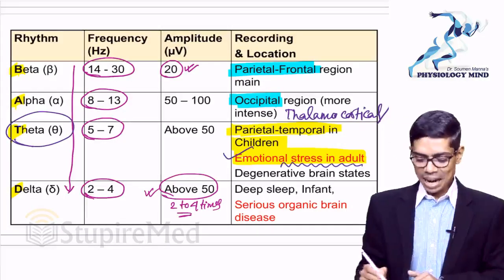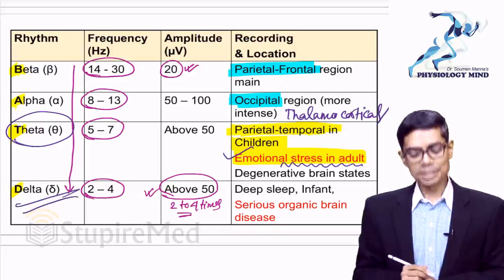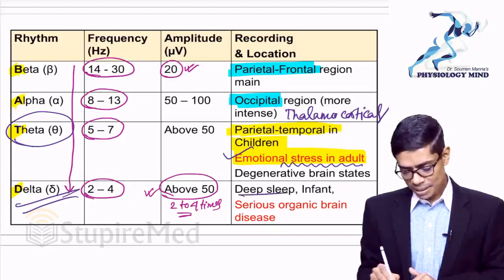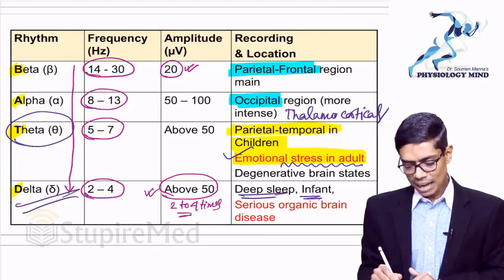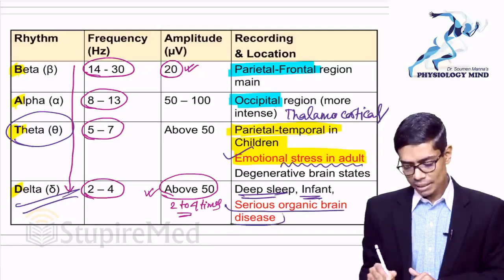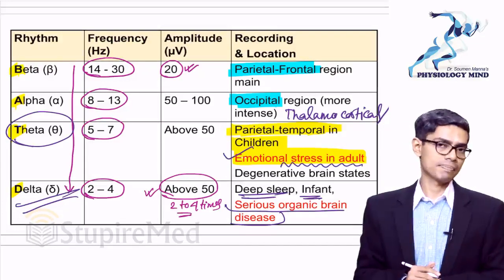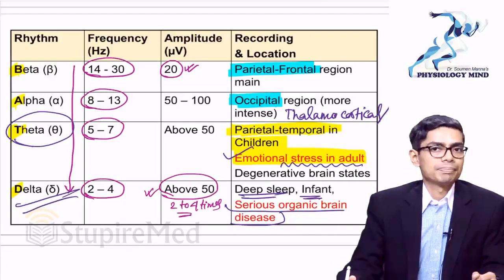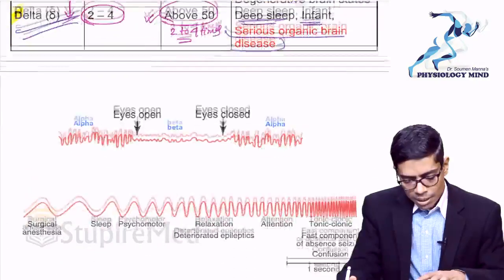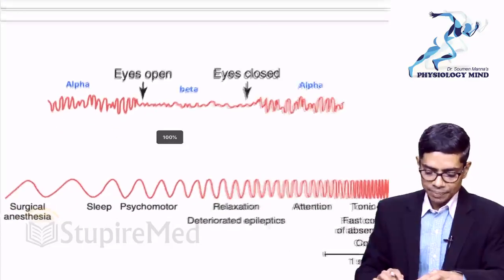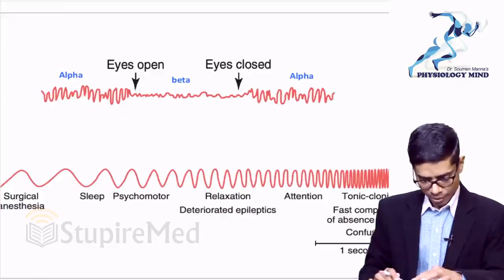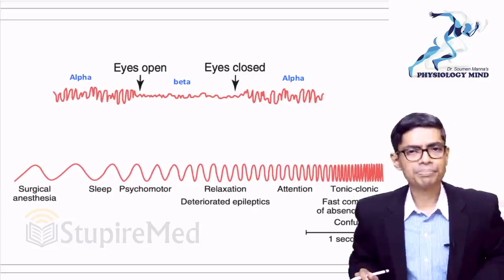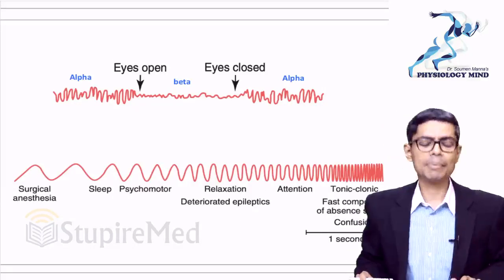And after that, the delta wave, it is seen in deep sleep in case of infant and serious organic brain diseases. So these are the different waves in the EEG, right? Now see here the EEG recording. Okay, we'll see few more recording also. So first you look at the above recording.